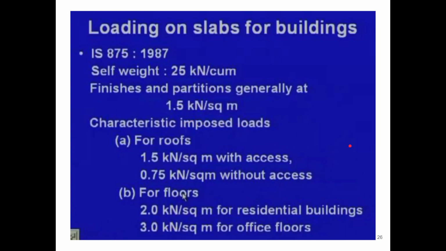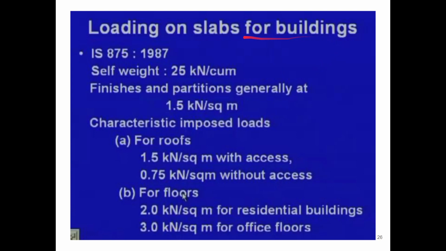Now let us study the various types of loading that will be applied on the slabs in buildings. For the various types of loadings, we will refer to the IS 875 code. That is the code for various types of loads, be it dead load, live load, wind load, and various other hazard or extreme situation loads, say cold weather, ice load, something like that.